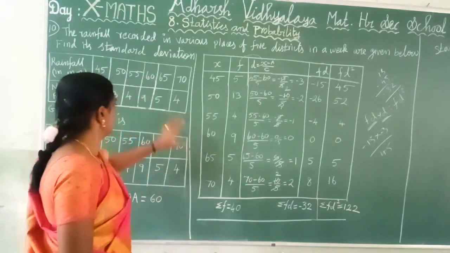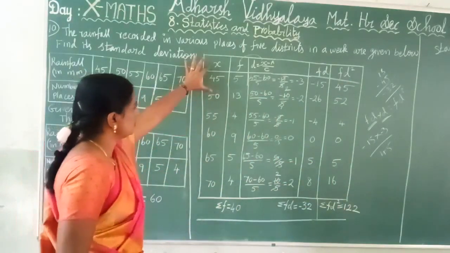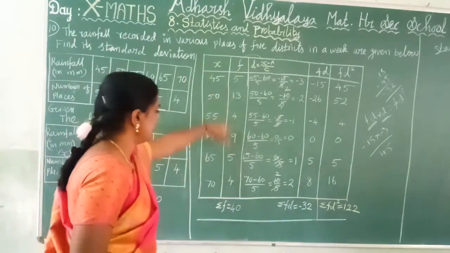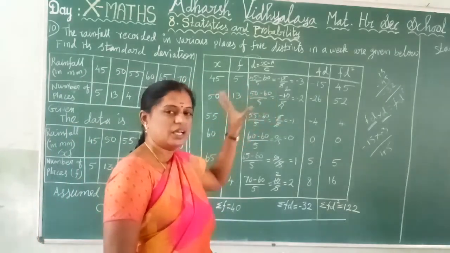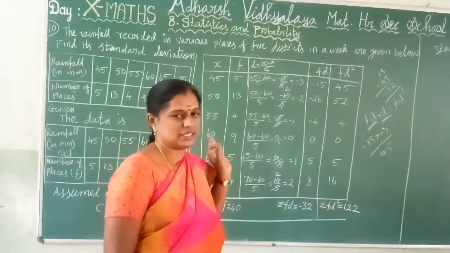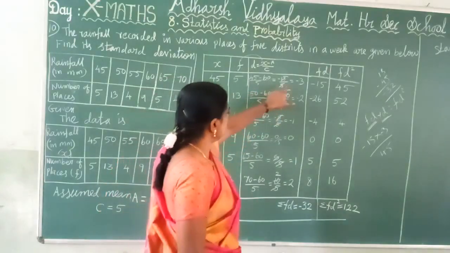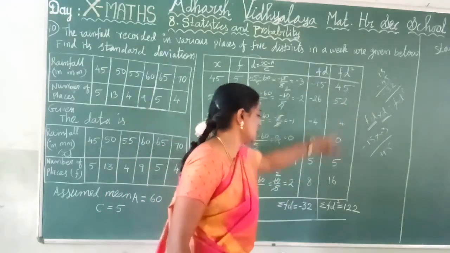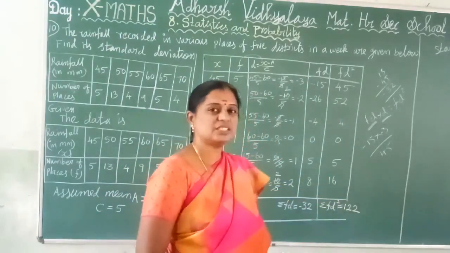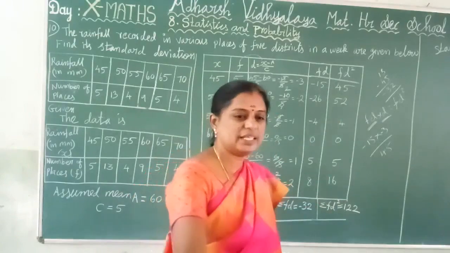So you complete this tabular column. First, using the given data, you write x and f, and then next take d. D is equal to x minus a. If we take c, it means divided by c. If we divide by c, you get a small number. Otherwise the number is big, and here also big number, here also big number. So the calculation is difficult. That's why we take c.